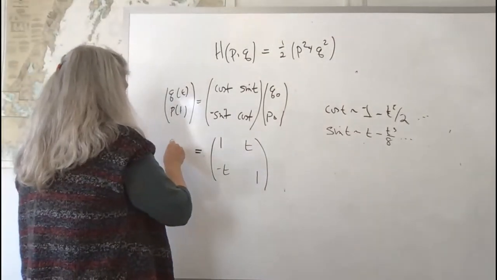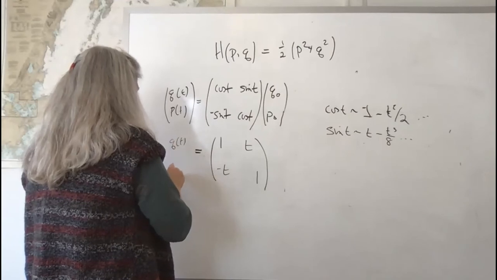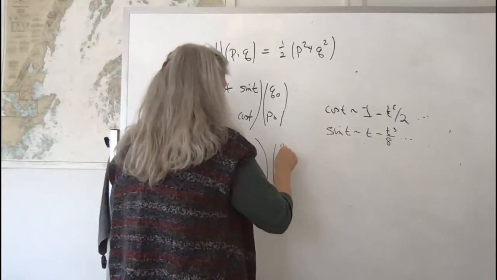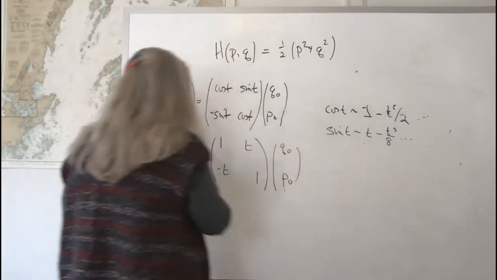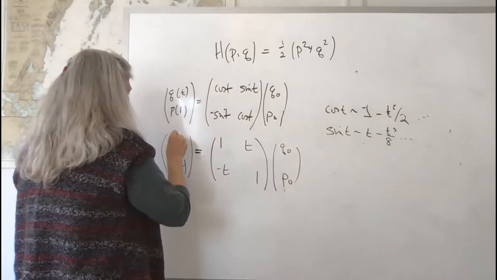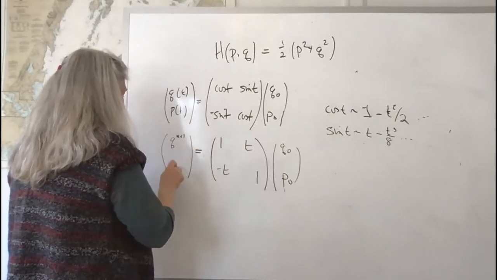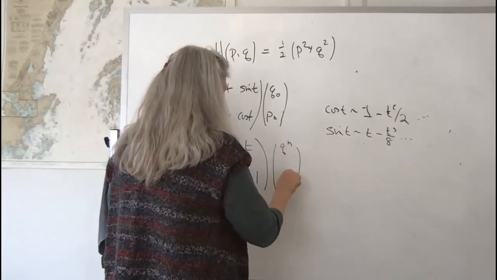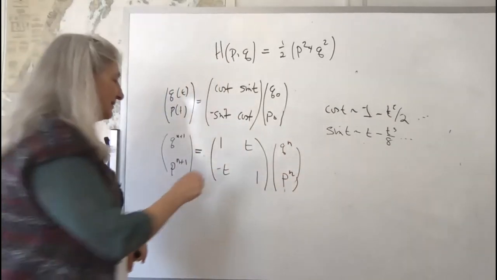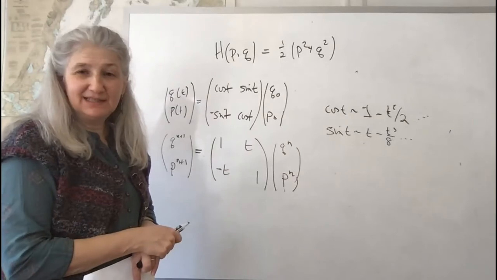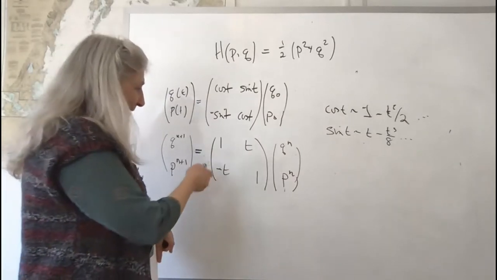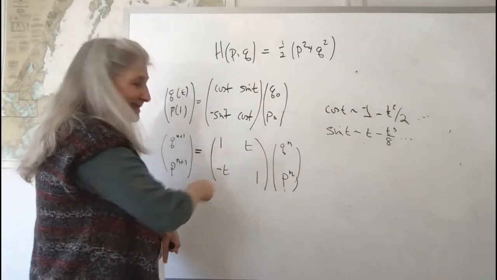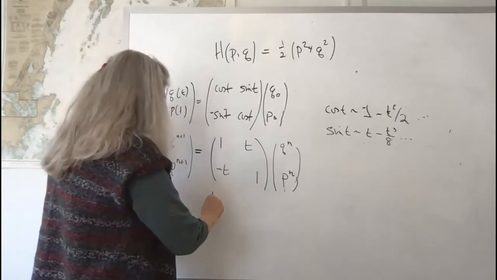So Q of t and P of t, here's an approximation. Let's call this Q of n plus 1, and this P of n plus 1, and then this will be Qn and this will be Pn. Okay, so here's a first order scheme. But the big problem with this scheme is that if I take its determinant, it is 1 plus t squared.